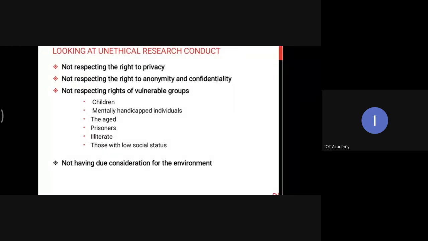And not having due consideration for the environment is a kind of corporate social responsibility that you have towards the society and the environment. So whatever kind of test you are doing, you have to keep in mind that it is not harming society at large and the environment.